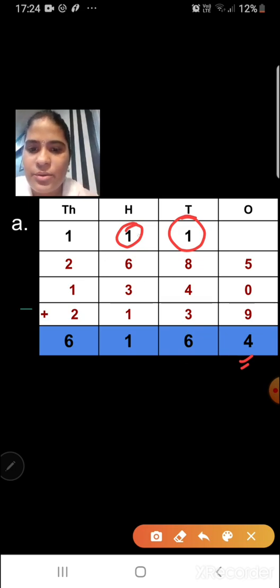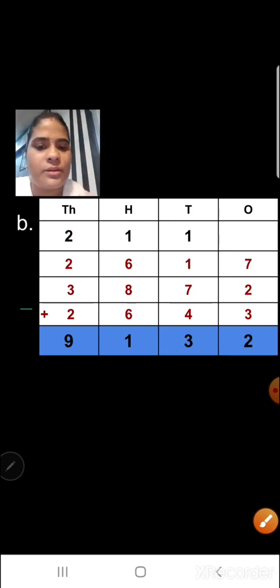In hundreds place we have 1 plus 6 plus 3 plus 1. 1 plus 6 is 7. 7 plus 3 is 10. 10 plus 1 is 11. So 1 will be carry over again in the next place, which is thousands place, and 1 we have to write in hundreds place. In thousands place we have 1 plus 2 plus 1 plus 2, which is equal to 6. So our answer is 6,164.